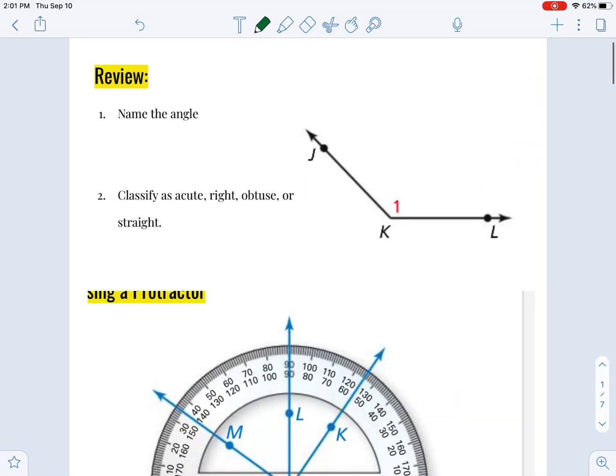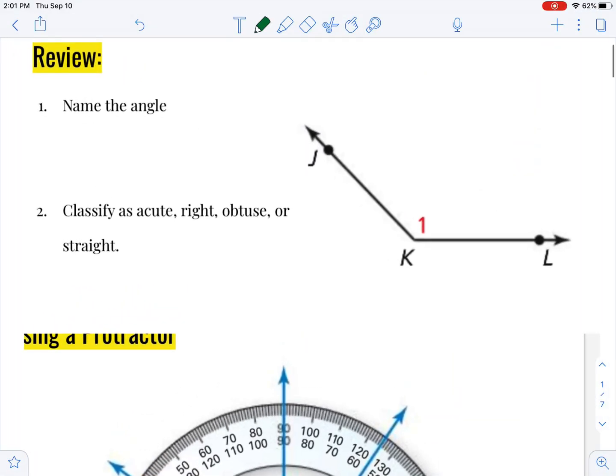All right, good afternoon. I want to review naming angles with us from 1.5 day 1. So there are 4 different names we could give this angle. Remember, we could name it by the vertex, the number, or the 3 letters. So I could call this angle K. I could start with the vertex, that pivot point. I could also name it by the number. So this could be angle 1 if I want to.